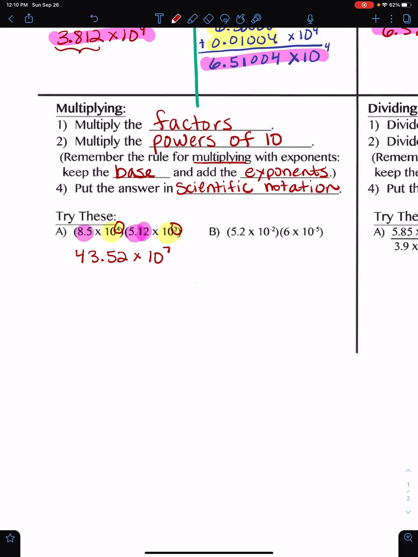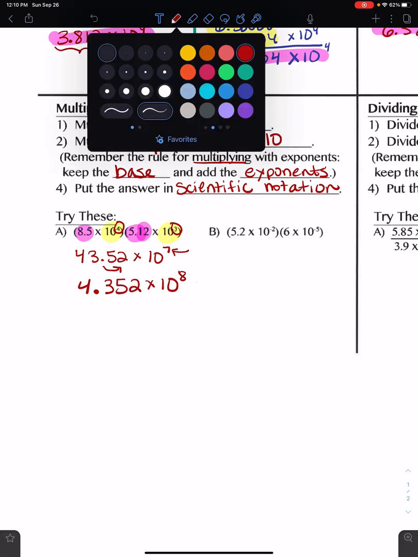That's my answer, except 43.52 is not a number between 1 and 10, so it's not in scientific notation. However, if I move the decimal after the 4, I now will have it in scientific notation. Originally, this 7 meant that I needed to move the decimal 7 places to the right. But now that I've moved the decimal in front of the 3, I'm now going to have to move it 8 places to the right in order for it to catch up and be the same number as the one on the line above. And that's my answer.